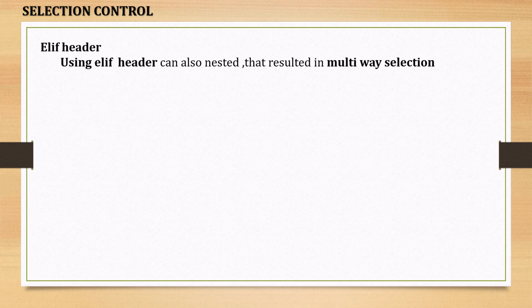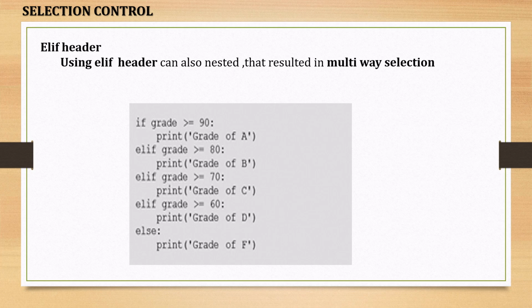Now we are moving on to the next thing called the elif header. So what is the elif header? Using the elif header also, we can create that multi-way selection. But here is the difference. As we already know, Python has indentation. If we miss the indentation, we will face an error. But in the case of elif, we can just put it as straight as if. This is the difference between elif and nested if. It also works like a multi-way selection. As we can see here, if that particular grade is greater than or equal to 90, it will print a grade of A. Likewise, it will go on till the grade of F.